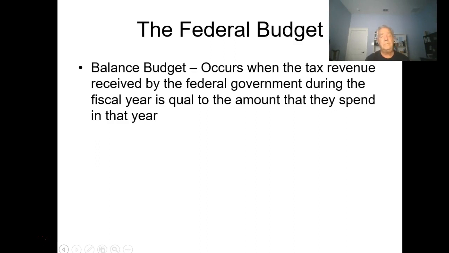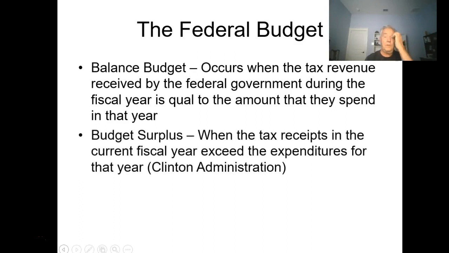So if we talk about a balanced budget, we mean tax receipts are equal to expenditures. I got a typo error in there somewhere. Yeah, fiscal year is equal to the amount they spend in that year. Okay, I'll fix that.